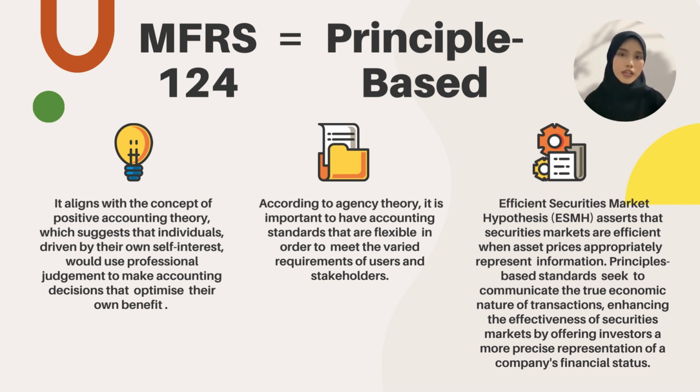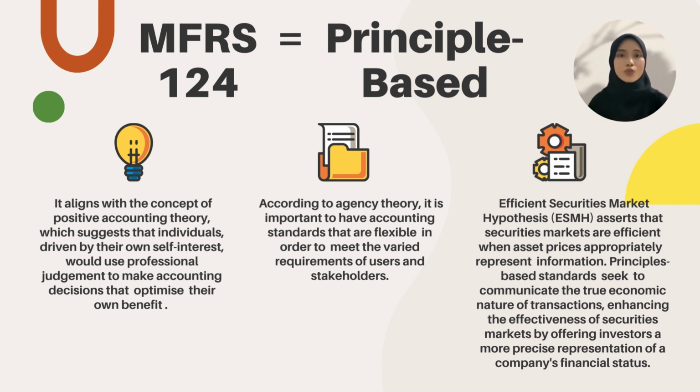Next, MFRS 124 is characterized as a principle-based standard since agency theory emphasizes flexibility in accounting standards to meet varied user and stakeholder requirements. MFRS 124's adaptable structure allows companies, for example, XYZ Corporation, to choose a disclosure approach aligned with their unique situation. So the next one is the Efficient Securities Market Hypothesis, which is ESMH alignment.